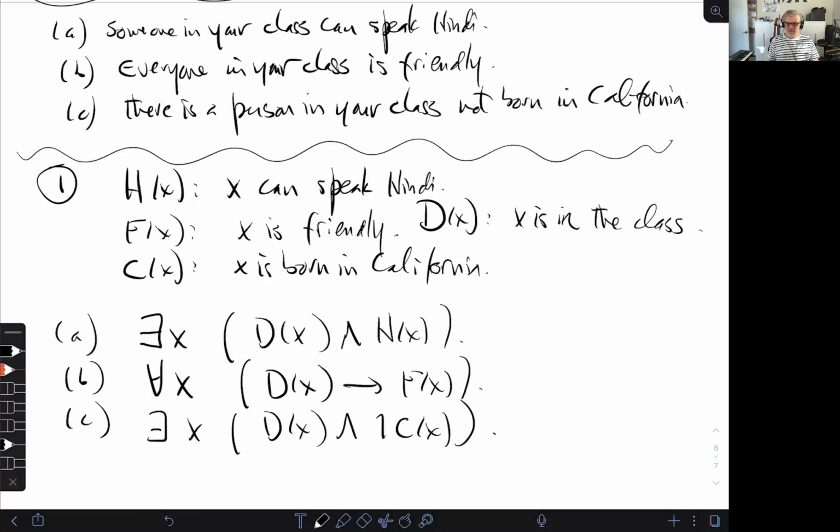Would you think of it as an if? Yes, exactly. If this person is in the class, anybody in the class, then this person is friendly. That means everybody in the class is friendly. For every X, if the person's in the class, this person is friendly. I'm sorry, I'm just repeating the same thing over and over again. I don't know how to explain it any other way. That's the way it is.